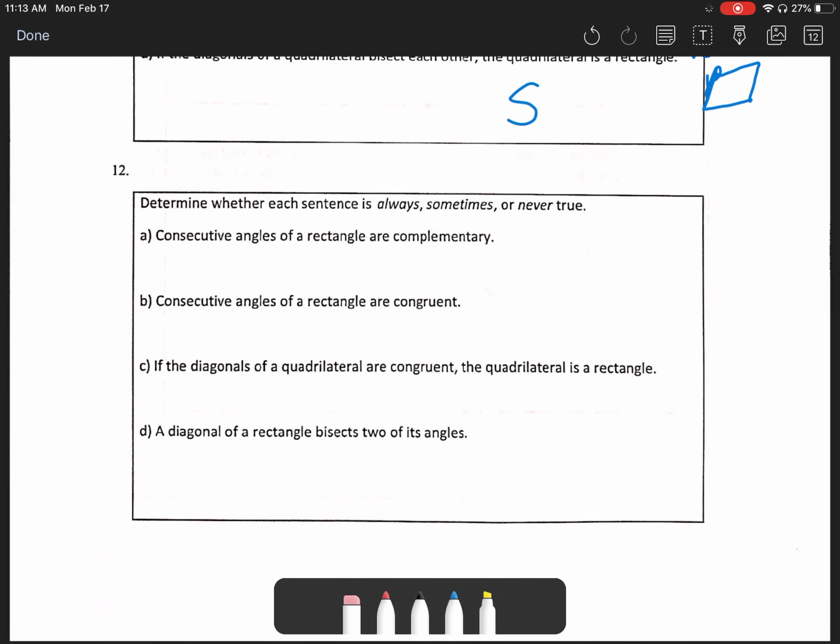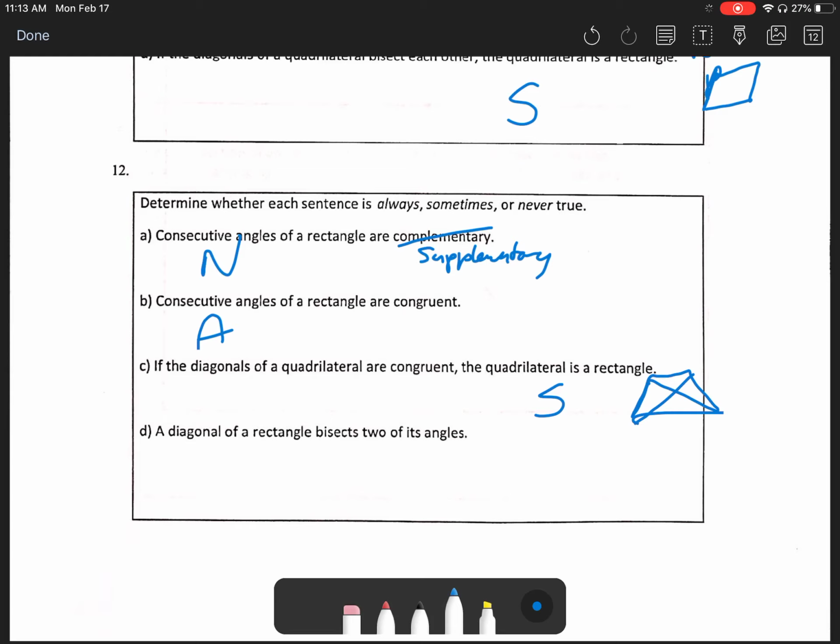Number 12, determine whether each sentence is always, sometimes, or never. Consecutive angles are complementary. Hint, hint, we'd actually change this to supplementary to make it true, but this is actually never true. It would have to be supplementary for it to be always true. Consecutive angles of a rectangle are congruent. That is always true. The diagonals of a quadrilateral are congruent, the quadrilateral is a rectangle. That is only sometimes true because you also have an isosceles trapezoid.